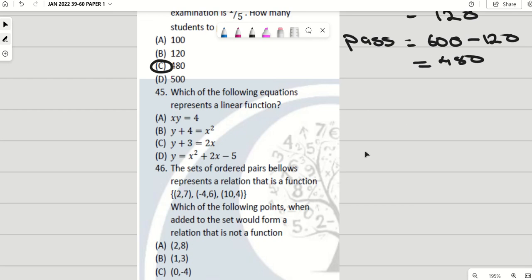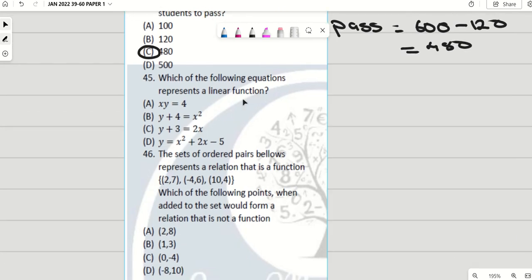Number 45. Which of the following equations represents a linear equation or linear function? When you hear linear function, just think of a straight line.